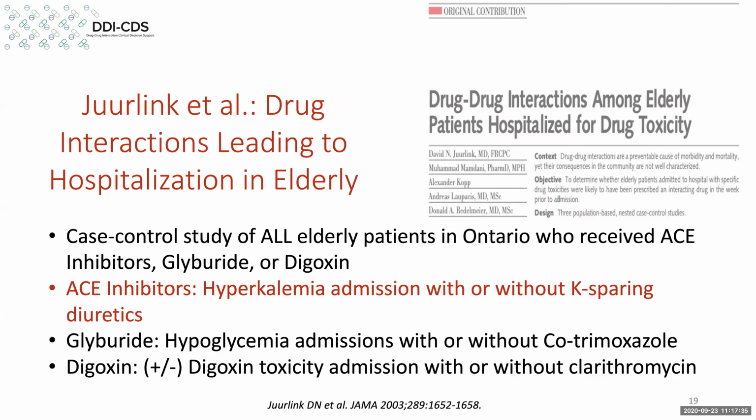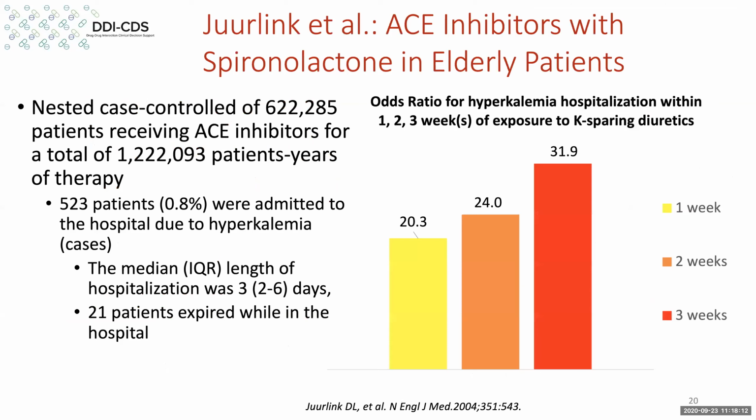David Yerlink did a study looking at the reasons why patients were hospitalized for drug interactions. And they looked at a large population, and they actually looked at three interactions. The ACE inhibitors, people who got hyperkalemia with or without K-sparing diuretics. Glyburide, they were looking for evidence of hypoglycemia with or without cotrimoxazole, and then DIG toxicity with or without clarithromycin. And obviously the one we're interested in is the ACE inhibitor data. So if we go to the next slide, we can take a look at what they found in this trial.